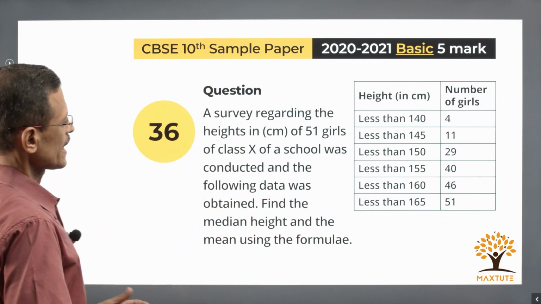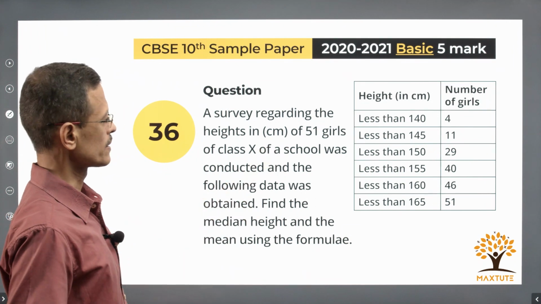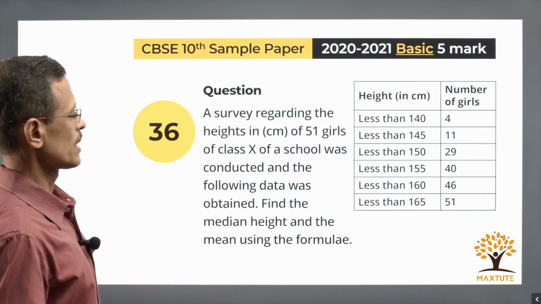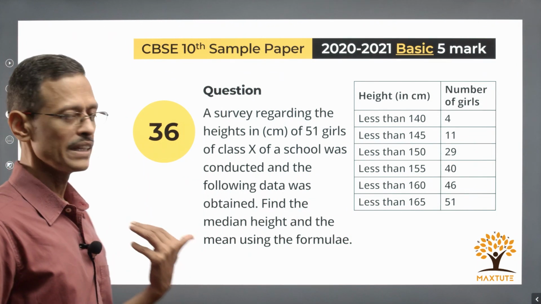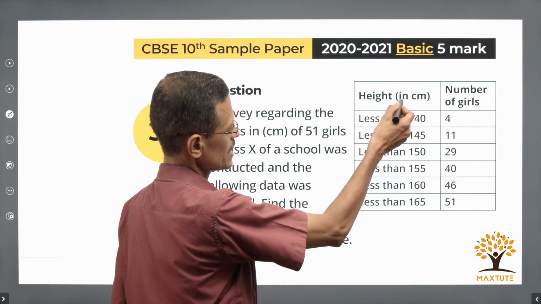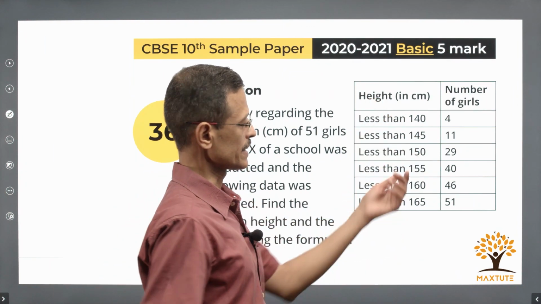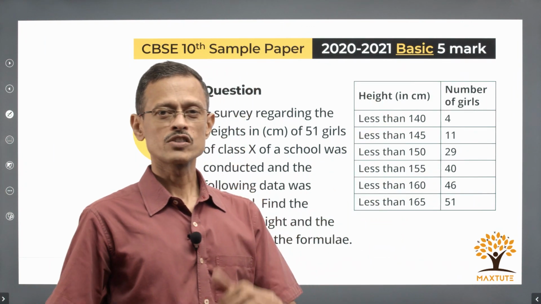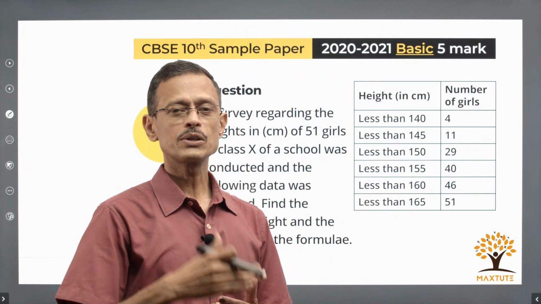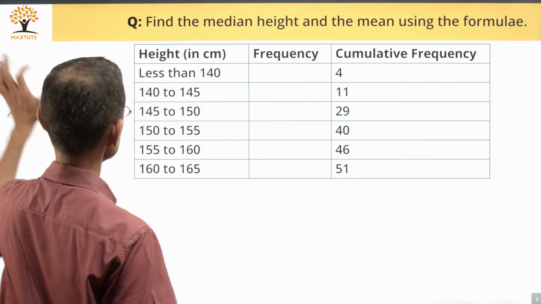A survey regarding the heights in centimeters of 51 girls of class 10 of a school was conducted and the following data was obtained. Find the median height and the mean using the formula. We know it's a cumulative frequency table for the simple reason: less than 140, less than 145, less than 150. That is the information that's given to us. So step one, we'll convert this from a cumulative frequency table into a class interval table. Let's get that done here.